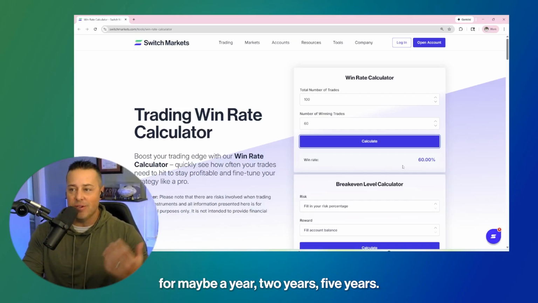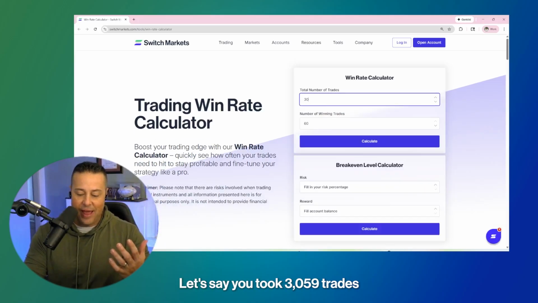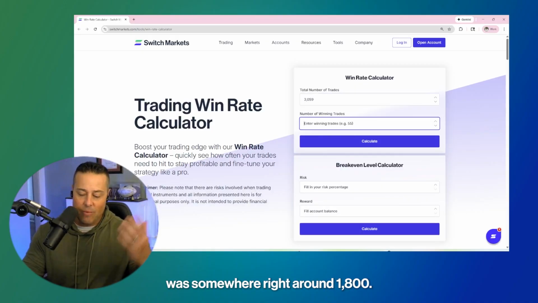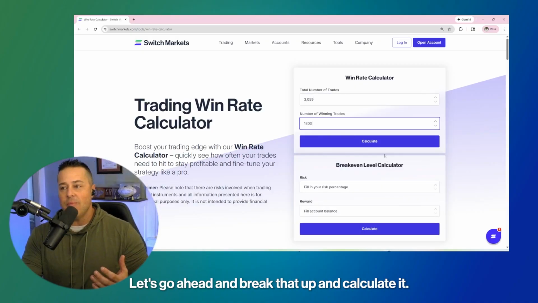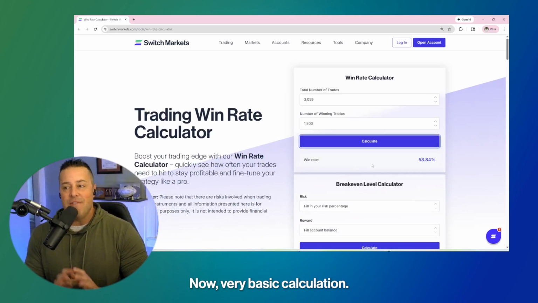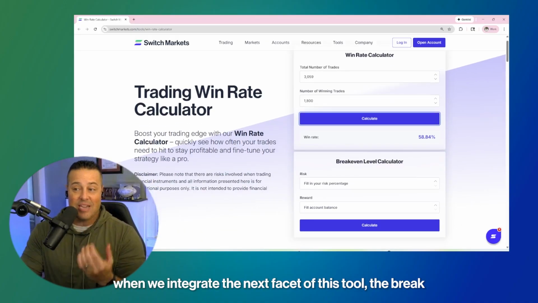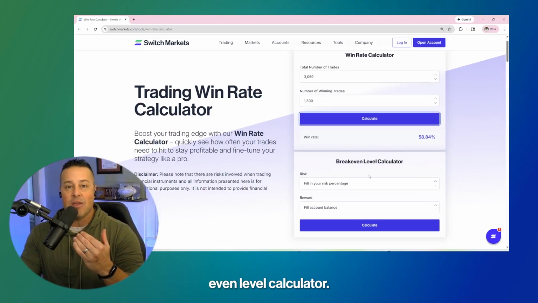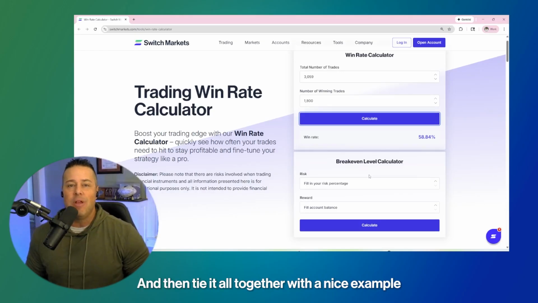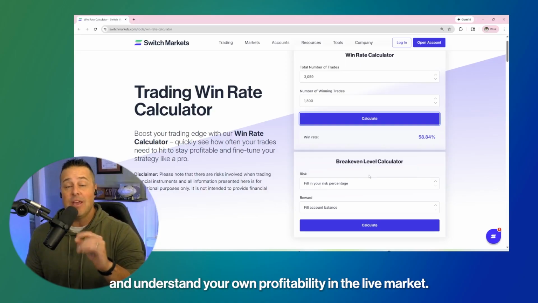Now, where this is great is let's say you want to calculate your numbers for maybe a year, 2 years, 5 years. So let's go ahead, total number of trades. Let's say you took 3,059 trades and your number of winning trades was somewhere right around 1,800. Let's go ahead and calculate it, and you're right there at 58.84%. Now, very basic calculation, but that's going to become very important when we integrate the next facet of this tool, the break-even level calculator. Let's go through that next and then tie it all together with a nice example that shows you how to develop a winning strategy and understand your own profitability in the live market.